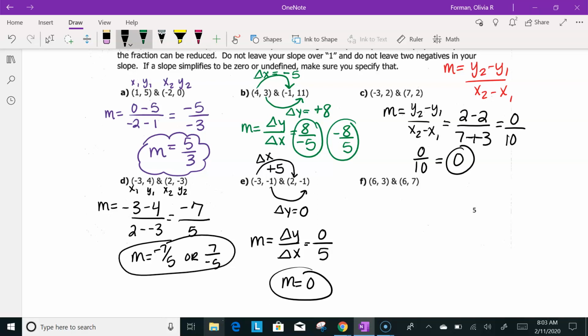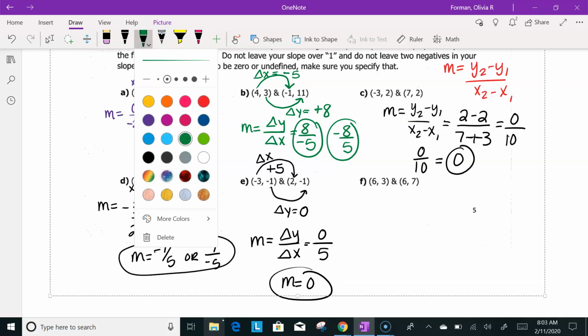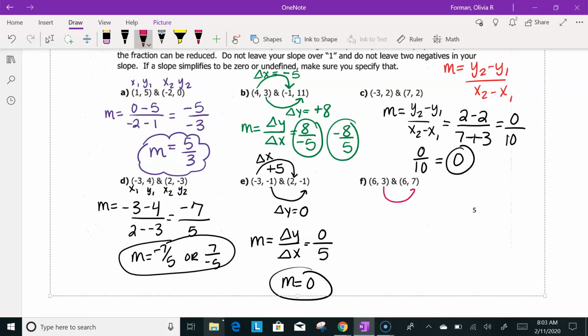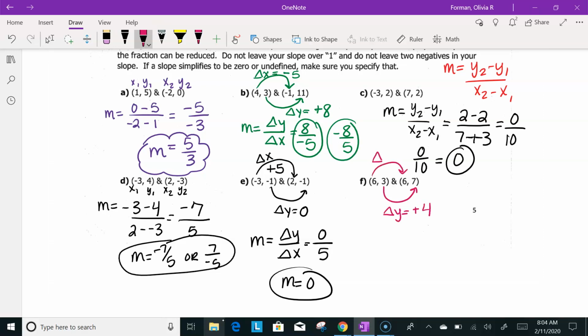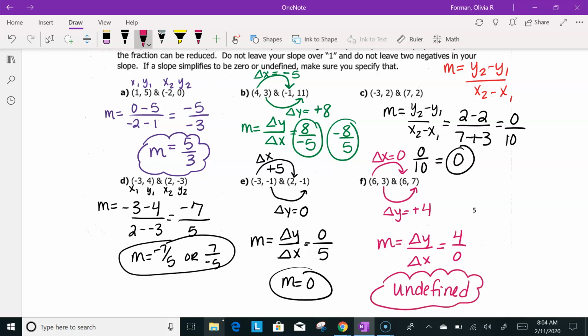And the last one here. So this last one is that I'm going to take 3 to 7. So to go from 3 to 7, I added 4. To go from 6 to 6, I changed by 0. If I take change in y over change in x, I'm taking 4 divided by 0. Well, 4 divided by 0, if you put it in your calculator, it's going to give you an error. So what we call that is undefined.